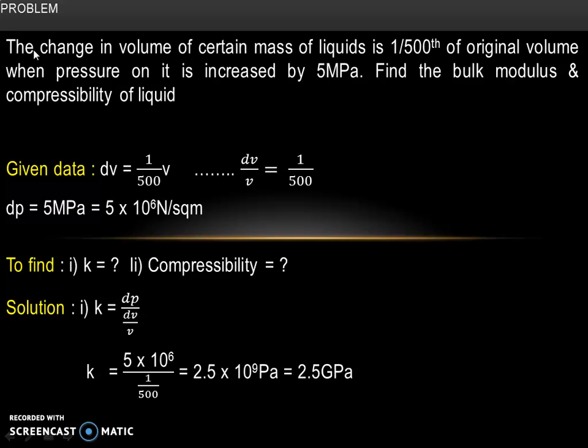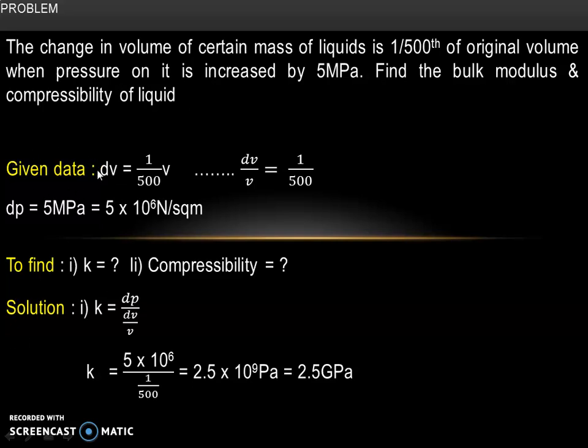Now we will solve a simple problem. The change in volume of a certain mass of liquid is 1 divided by 500th of the original volume when pressure on it is increased by 5 MPa. Find the bulk modulus and compressibility of the liquid.